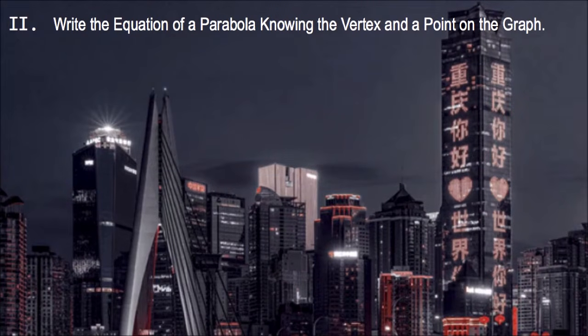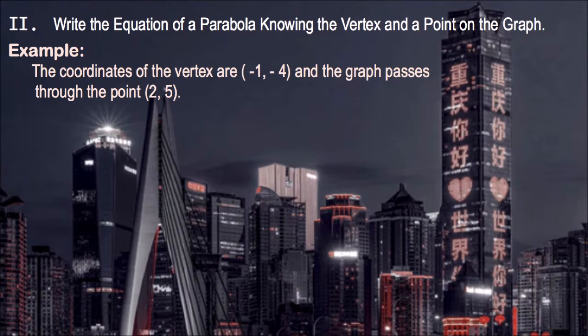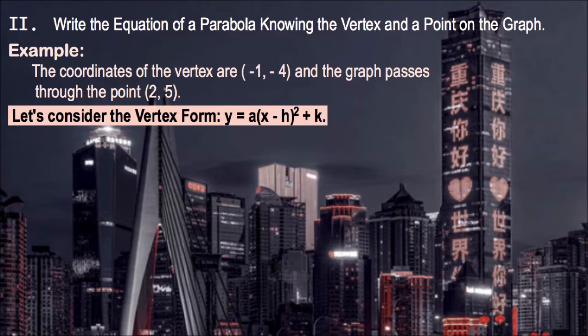Now, let's write the equation of a parabola knowing the vertex and a point on the graph. An example of that would be that the coordinates of the vertex are point of coordinates -1, -4, and the graph passes through the point of coordinates 2, 5. So let's see how that plays out. Let's consider the vertex form where y equals a times the quantity x minus h, everything squared, plus k.